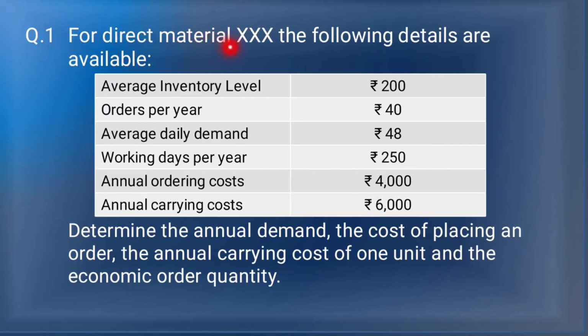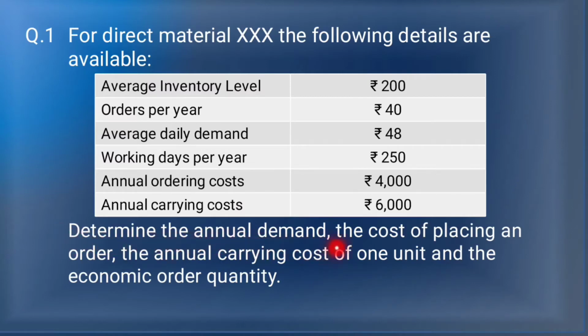For direct material XXX, the following details are available. So in the given table, the cost elements are given. Average inventory level is given as rupees 200. Orders per year is given as rupees 40. Average daily demand is given as rupees 48. Working days per year is given as rupees 250. Annual ordering cost is given as rupees 4000 and annual carrying cost is given as rupees 6000.